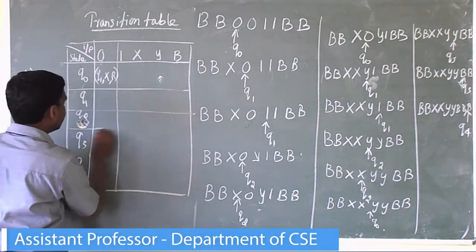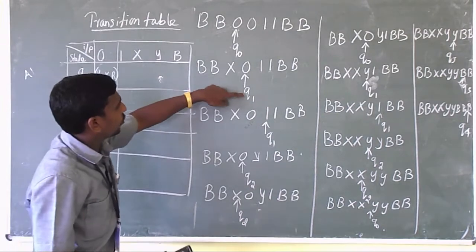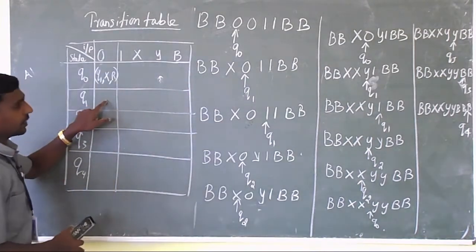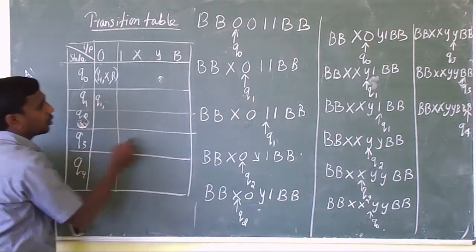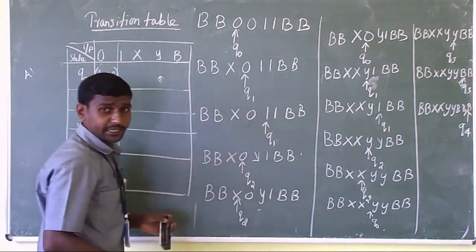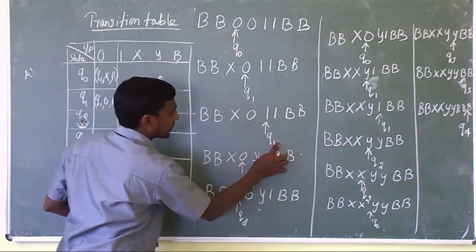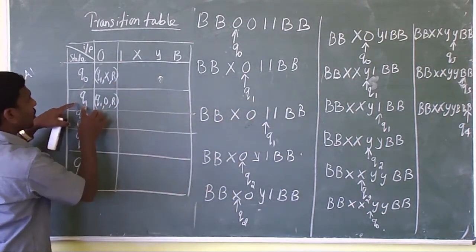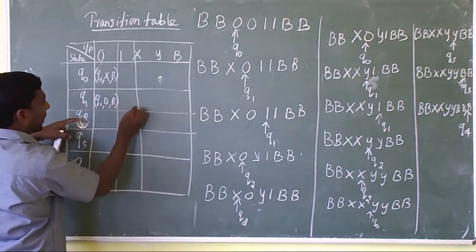Similarly, I want to fill all these entries. Second, Q1, 0. We have Q1, 0, so the state is Q1. So Q1 comma 0, there is no change, and the direction moves to the right side. Now Q1, 1. In this place I want to write Q1, 1.